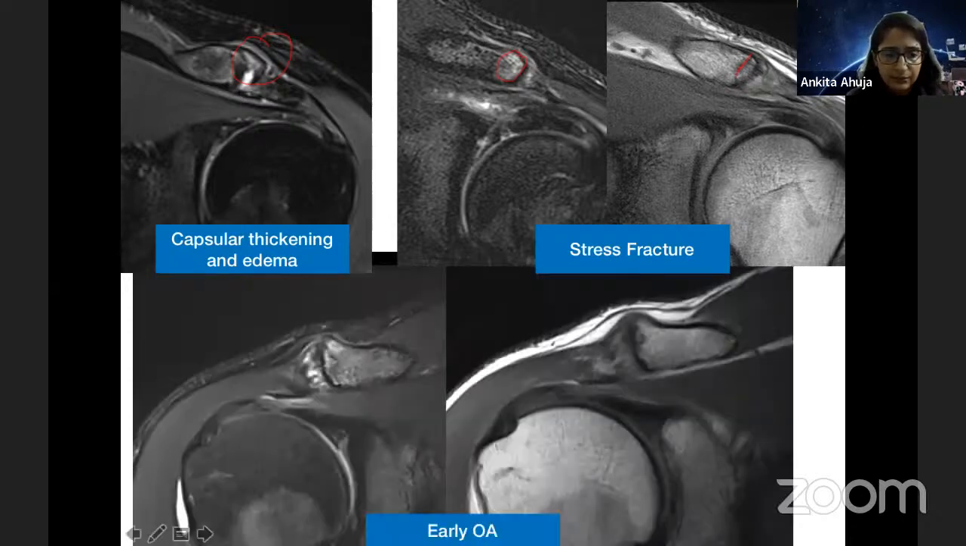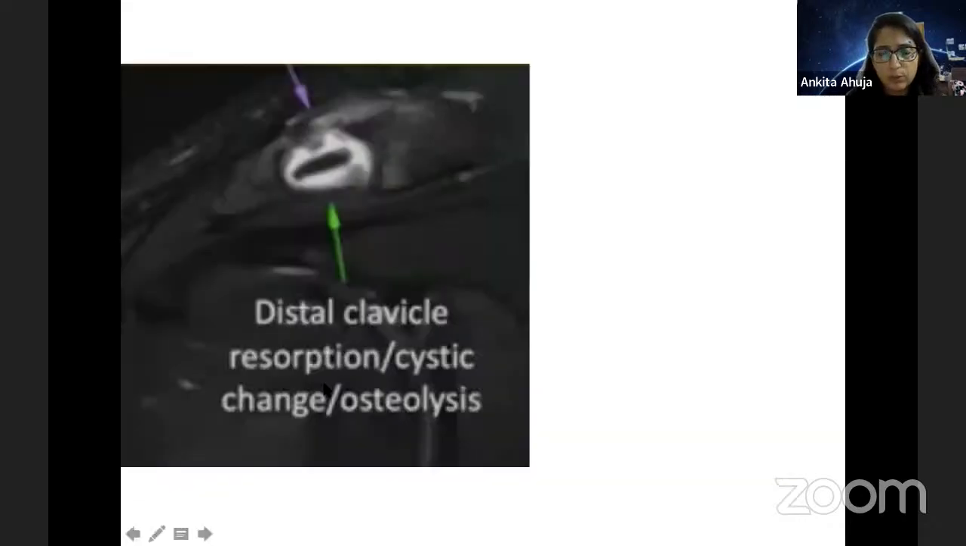Then later, if not stopped at that level as well, it may lead to degenerative changes. So these are subchondral cystic changes with marrow edema, with some fluid in the joint and with little widening. So you're landing up and going into the early osteoarthritis phase. This is kind of a spectrum which you need to know about. And then you can even have osteolysis of the distal clavicle, and there's a big gap which has been formed, which is filled with fluid. So this can again go into the same spectrum of chronic acromioclavicular joint loading.